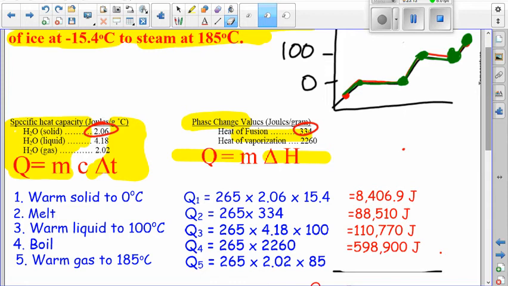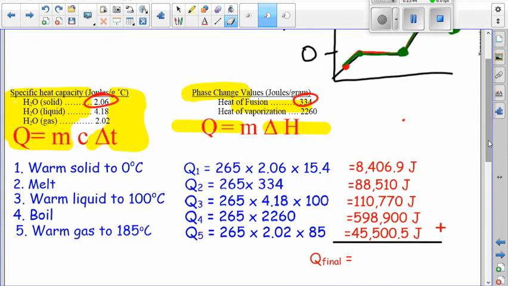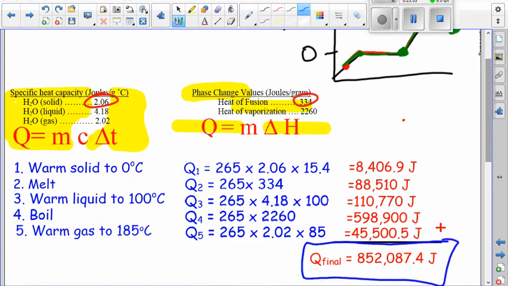And you'll notice we did ultimately go from negative 15 to 185. So here's 15.4, here's the 100, here's the 85. But we have to keep them in their specific sections where they use the heat capacities of the liquid, of the solid, of the gas when appropriate. So you plug all that in, 45,000. So at the beginning of the problem, I knew I had to calculate 5 Qs. I have calculated all 5 Qs. What am I going to do with these 5 Qs now to find the total cost? Add them all up, that's right. I add all these up. I get 852,000. I'm a model student, so of course I'm putting a beautiful box around this with my units.